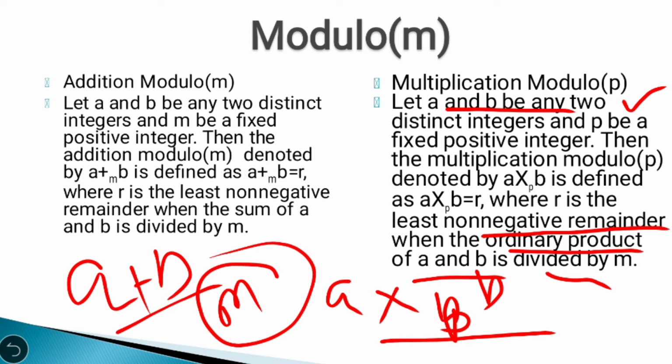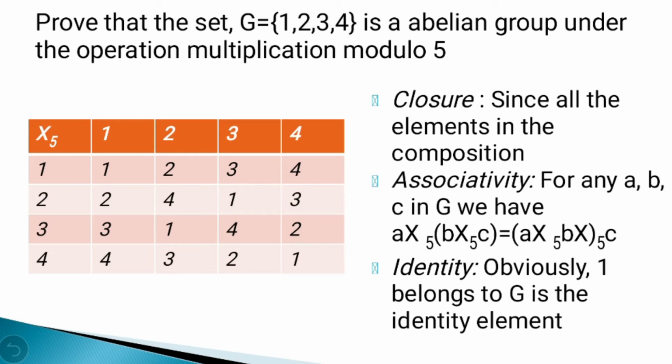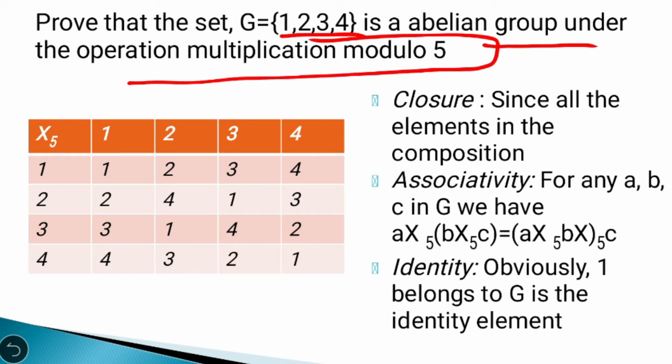In the case of addition modulo, we add two numbers and then divide by m, and the remainder is the final addition modulo answer. Now let us take a problem from group theory, which says: prove that the set G, defined by the set {1, 2, 3, 4}, is an abelian group under the operation multiplication modulo 5. Means here m is 5 and these are our numbers.